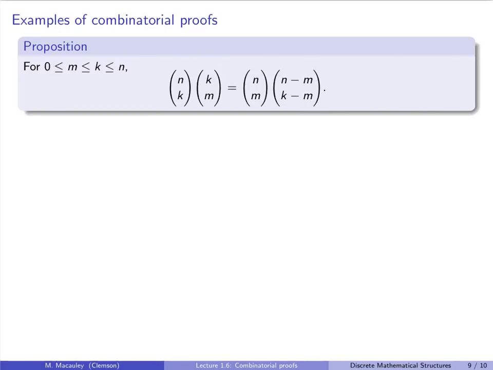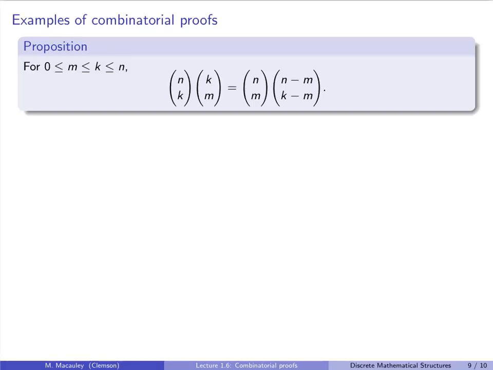Okay, here's our next example. So this says, well, now we have an m here. So as before, k has to be no more than n, but now m has to be no more than k. So this says n choose k times k choose m is equal to n choose m times n minus m choose k minus m. So this is something that is not at all obvious.